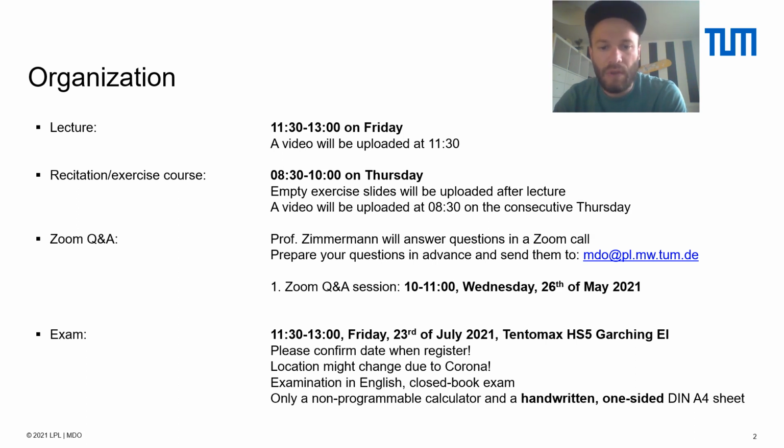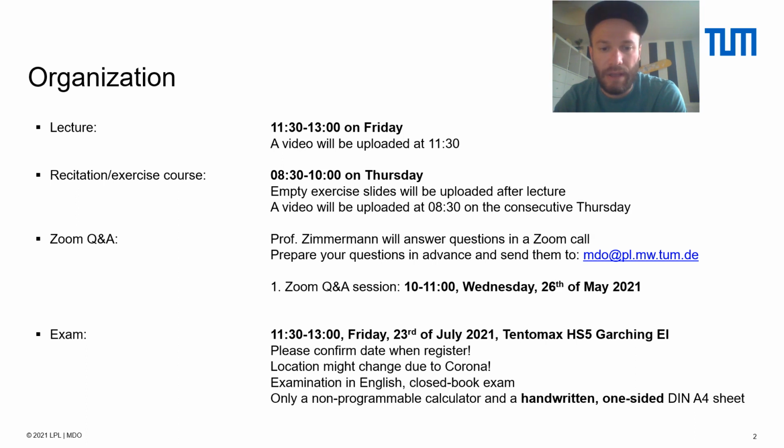The exam is going to be on Friday, the 23rd of July, at the beginning of the exam slot, 11:30 to 1 p.m., in the Tentomax HS5 tent. This one is at the parking slots in Garching. But regarding both the date and the location, please recheck or reconfirm that when you register, because the location might change due to Corona, or also the date.